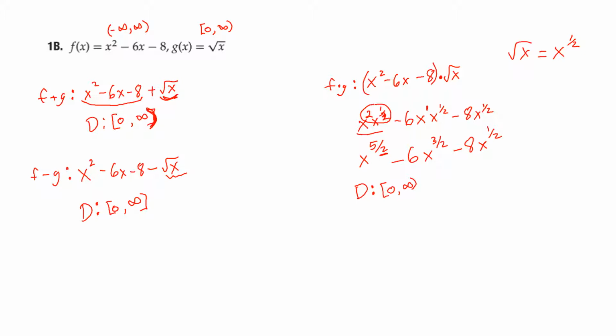All right, f over g. This will be x squared minus 6x minus 8 all over square root x. And the domain for this thing, the bottom can't be 0. So now it's not at 0, but close to 0, all the way to infinity.